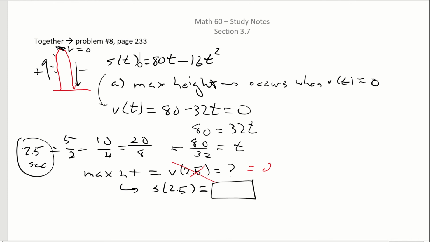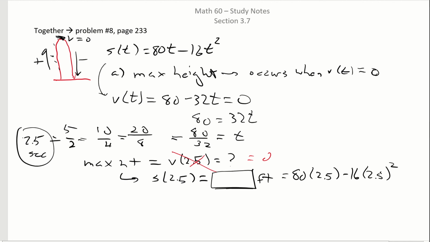So what I'll say is that the answer is going to be so many feet by plugging in 2.5. So obviously it's equal to 80 times 2.5 minus 16 times 2.5 squared, whatever that ends up being. Use your calculator. That's part A.